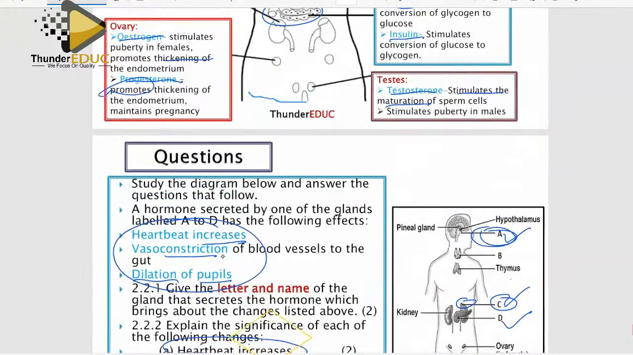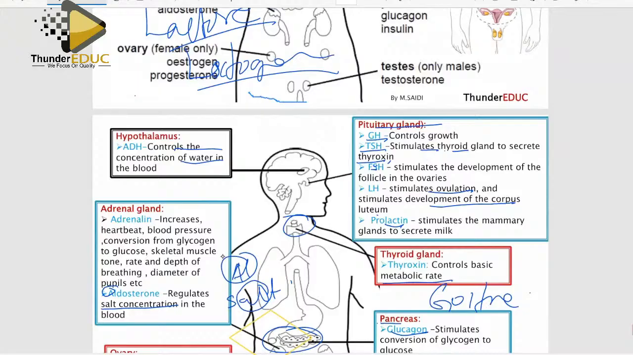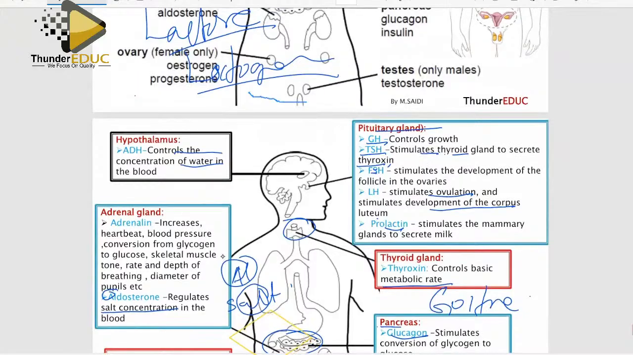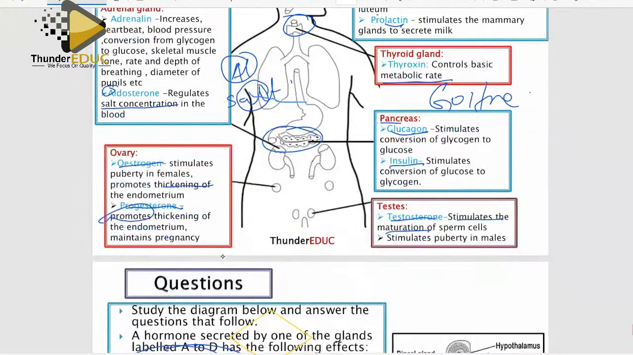We go back here. Remember, we said that ADH controls the concentration of water in the blood. On a hot day, you sweat too much, meaning that ADH is going to be more released or less released. We're going to look at it when you go to the skin. But how is gland A linked to that? It's because it controls the reabsorption of water in the kidneys. But don't forget that gland A is a pituitary gland. Let's go back and confirm.